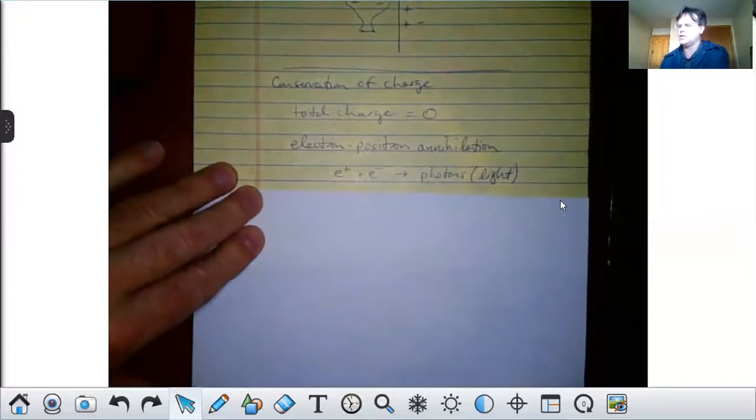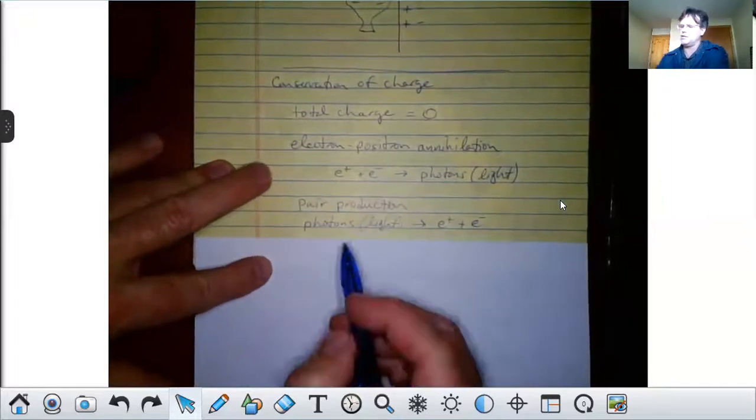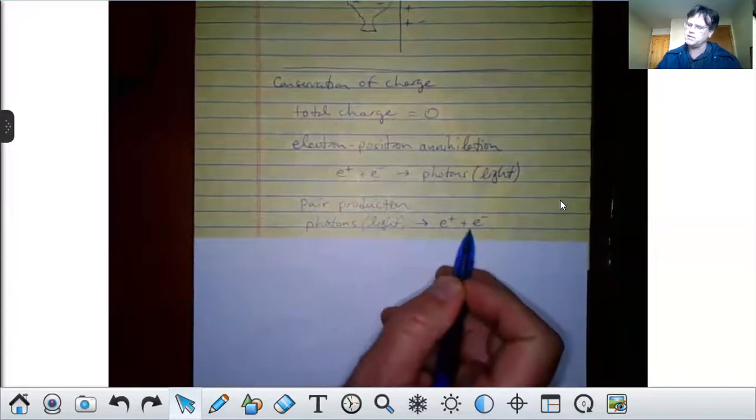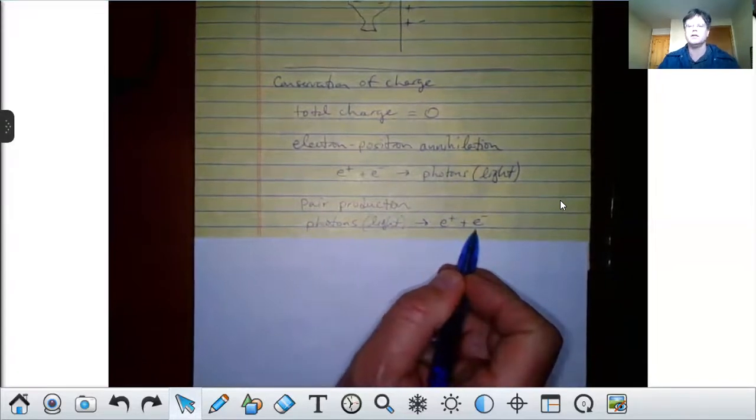You could do the opposite of this. You could do what's called pair production. Turns out you could have two photons hitting each other and spontaneously producing a positron and an electron. But again, net charge is zero. If you've taken chemistry, you may have seen this conservation of charge. Whenever you look at a chemical reaction, the amount of positive charge and negative charge on each side must remain the same.